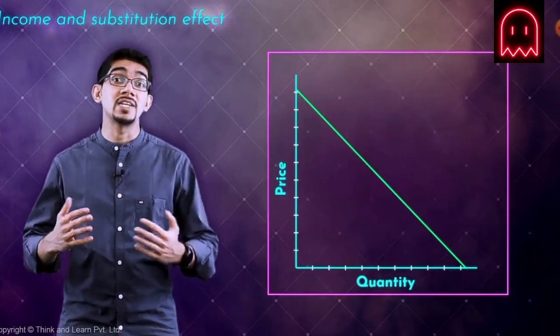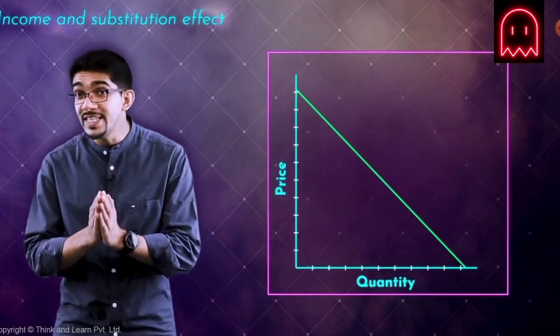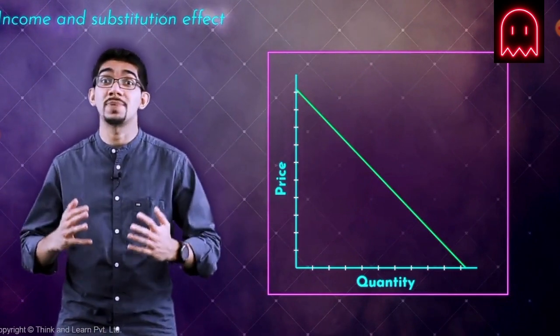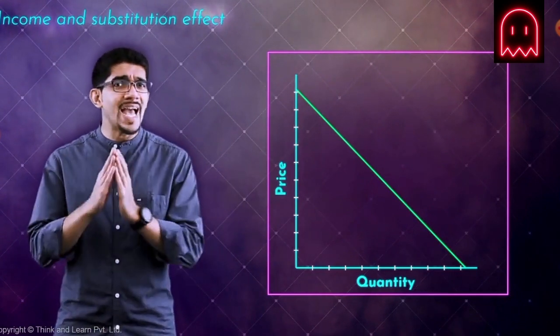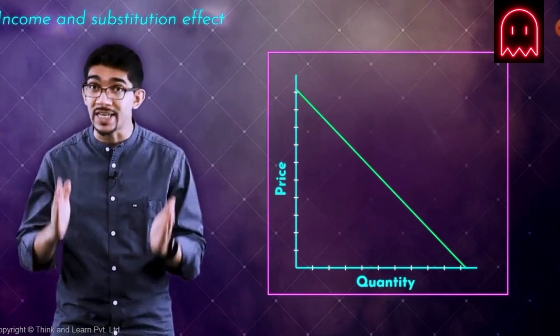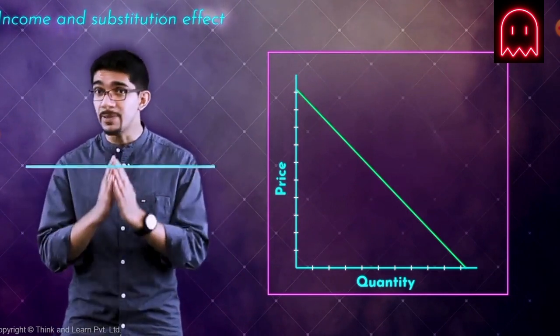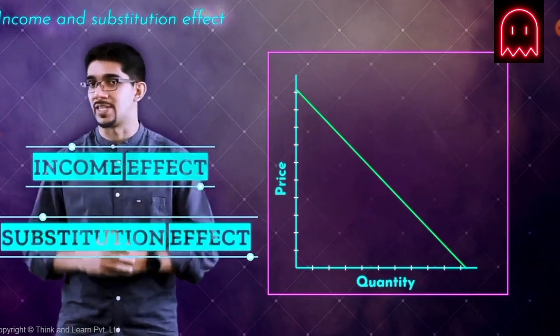Let us get back to the demand curve now. Take my demand curve for iced tea again. The quantity demanded tends to fall as price rises, right? This actually happens due to these two reasons or effects, the income effect and the substitution effect.